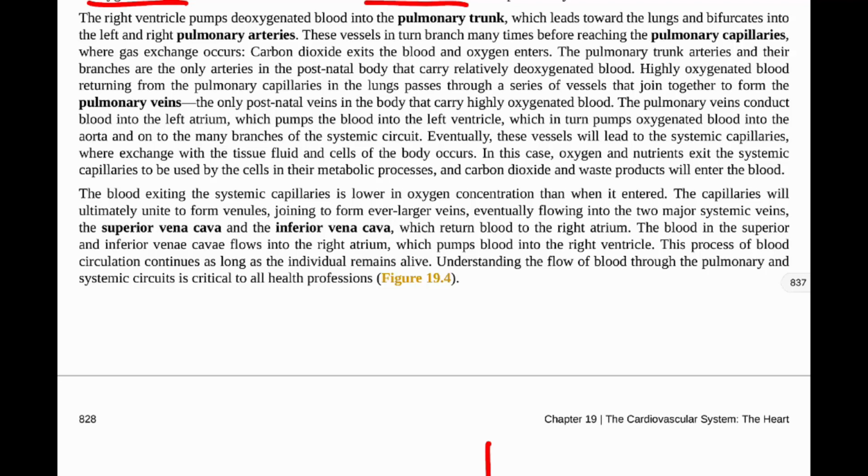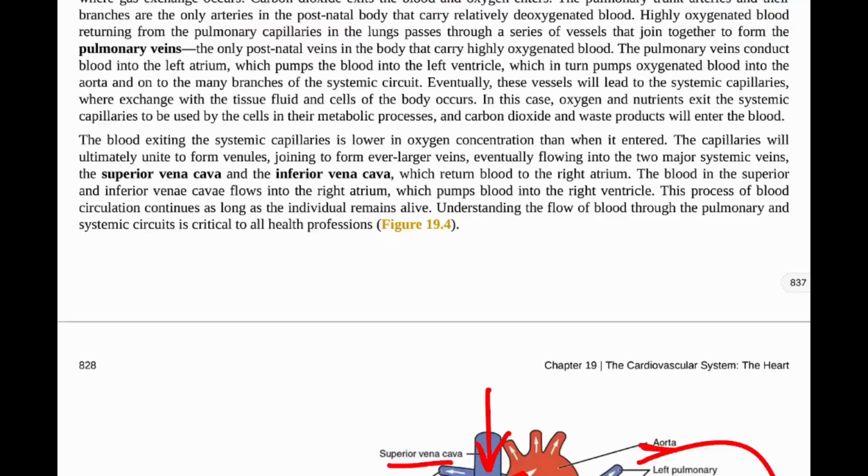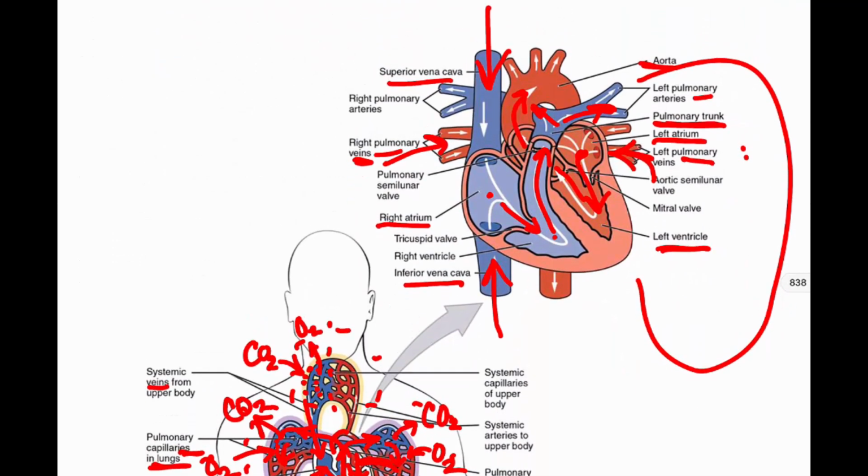So the right ventricle pumps deoxygenated blood into the pulmonary trunk. We just saw that, which leads toward the lungs and bifurcates, so splits into two, into the left and the right pulmonary arteries, which we just saw. So these vessels in turn branch many times before reaching the pulmonary capillaries, because remember, capillaries are our smallest vessels, so we're going to have many vessels of different sizes until we get to the capillaries. So here is this part going up through here, the pulmonary trunk, and then this is where it bifurcates. So it's going to separate into our left pulmonary arteries, and then over here, going into the right lung, our right pulmonary arteries.